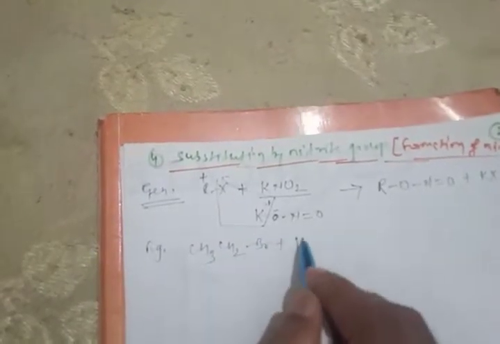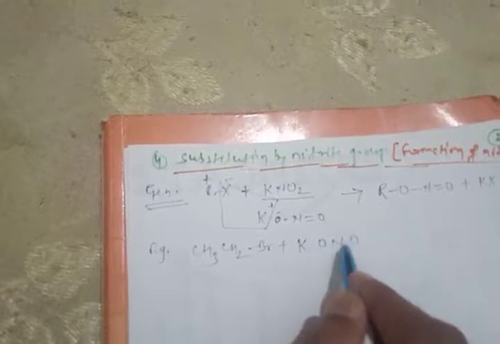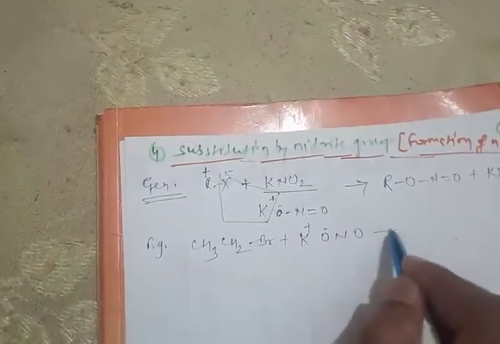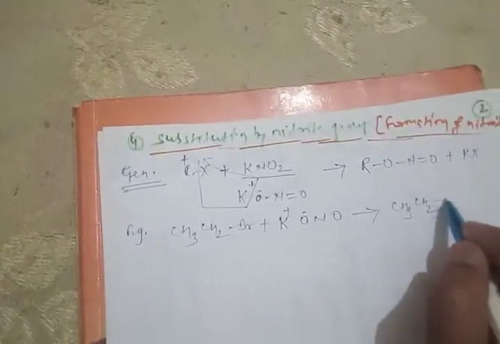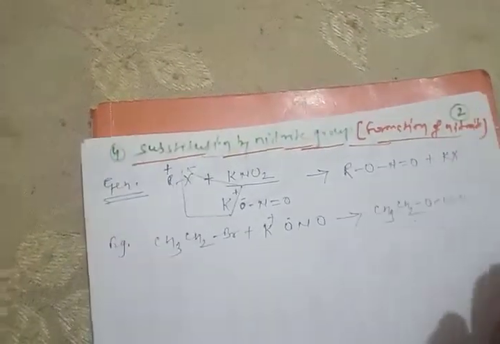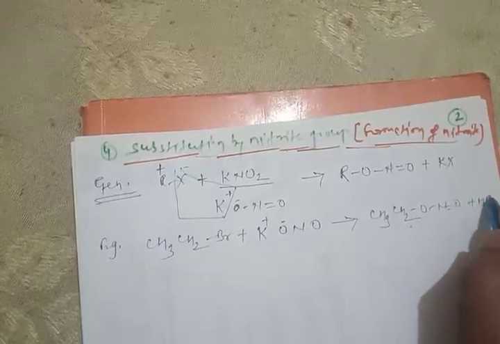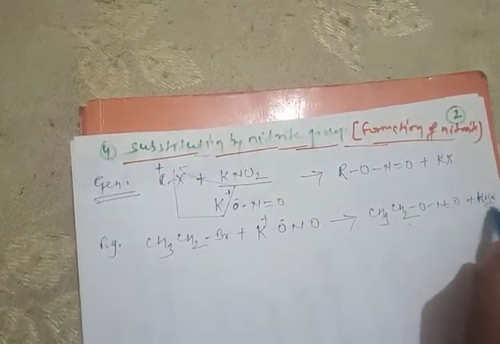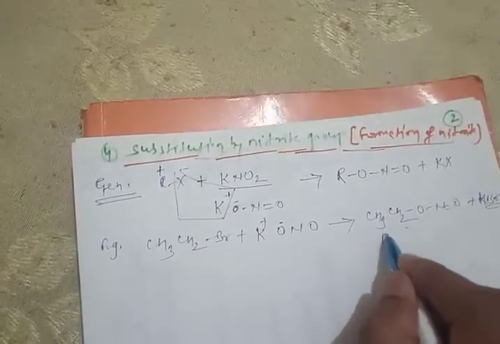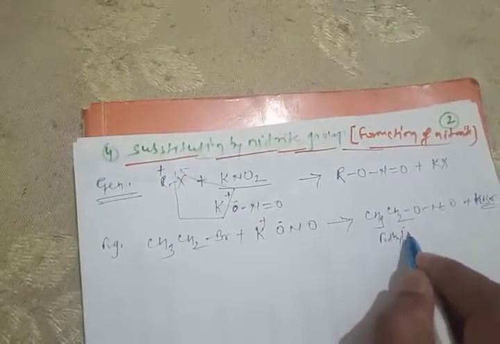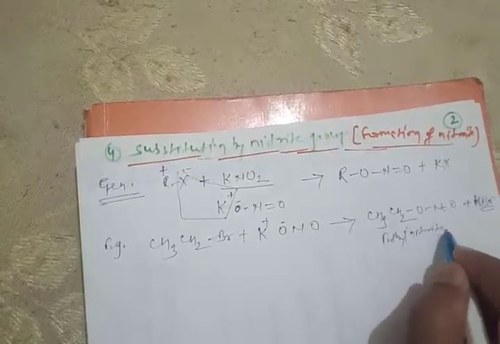Okay, so let's take an example: CH3CH2Br with KONO, plus and minus. This will give CH3CH2ONO plus KBr. So this is ethyl nitrite.